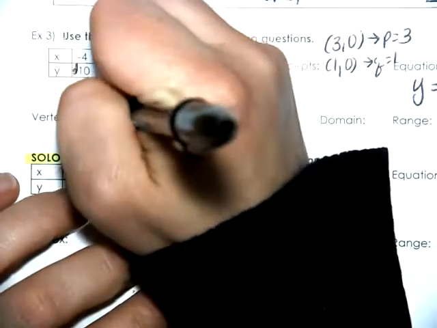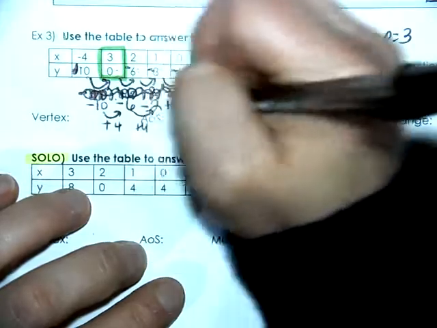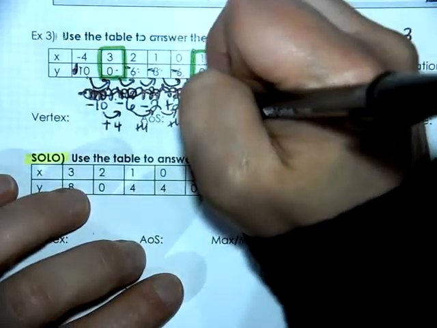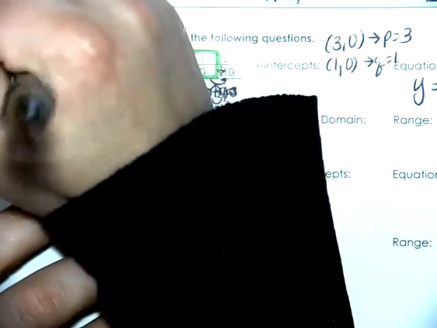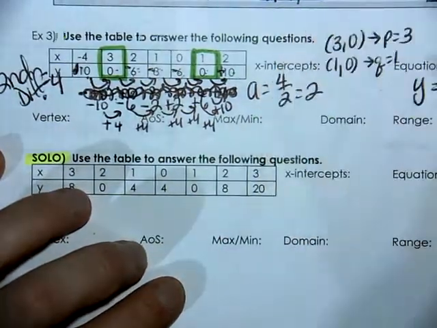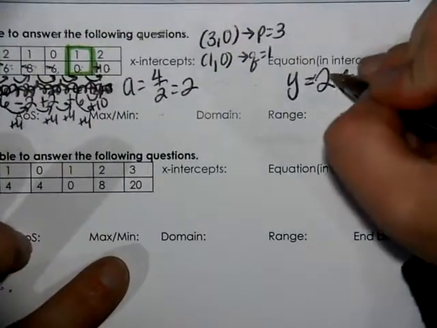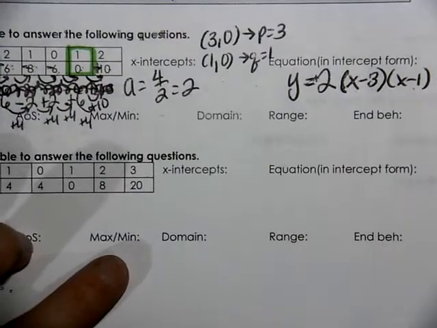All right, so this is supposed to be plus 4, and plus 4, and plus 4, and plus 4, and plus 4. So therefore, my second difference is plus 4. So my a value is going to be 4 divided by 2, which is 2. Finally made it. So therefore, my answer is y equals 2 times (x minus 3) times (x minus 1).